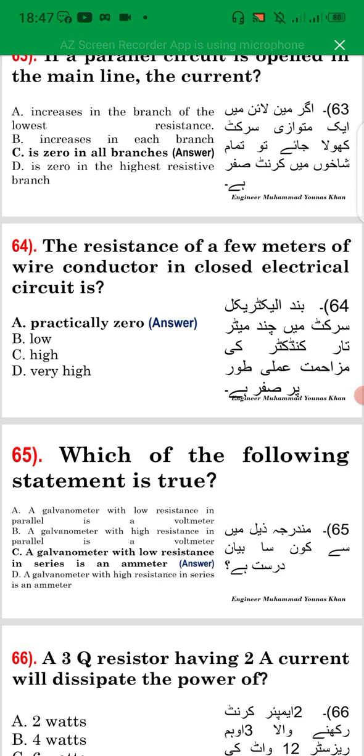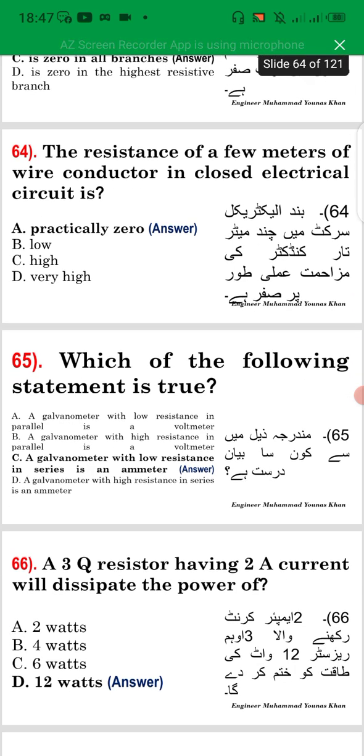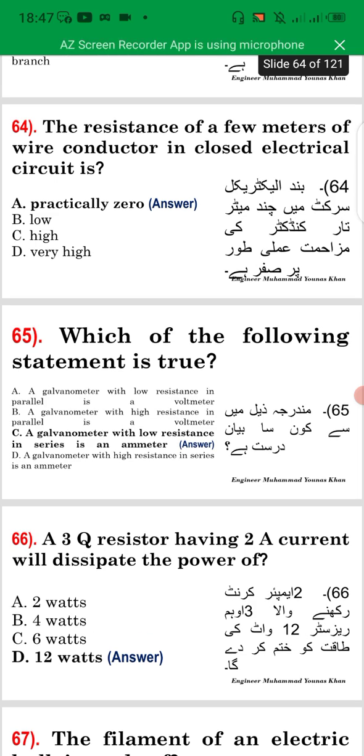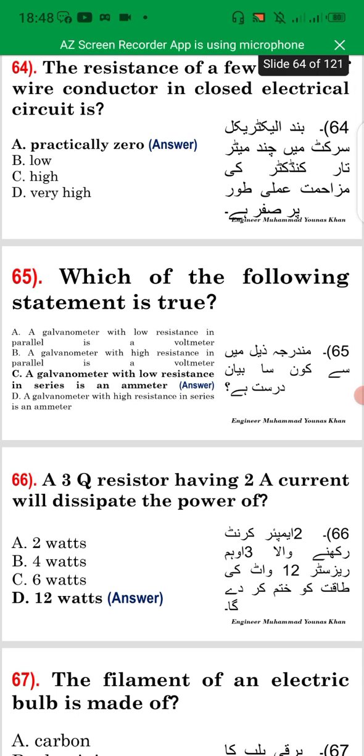Which of the following statements is true? A galvanometer with low resistance in parallel is a voltmeter. A galvanometer with high resistance in parallel is a voltmeter. A galvanometer with low resistance in series is an ammeter. A galvanometer with high resistance in series is an ammeter.